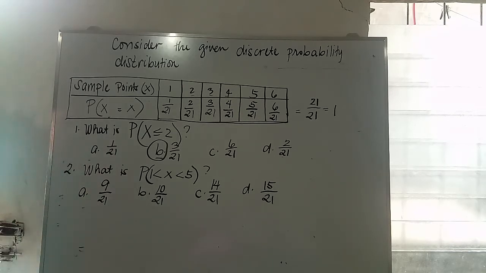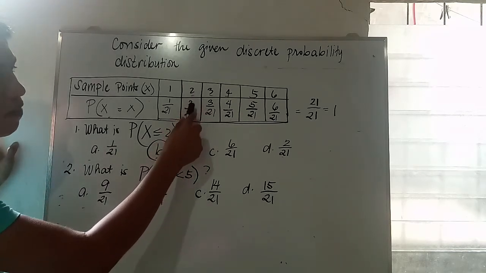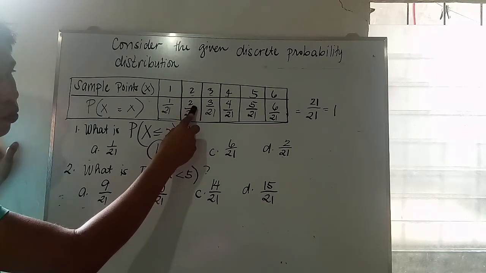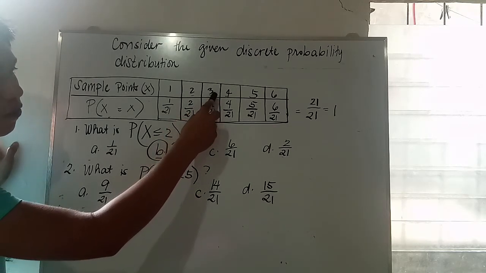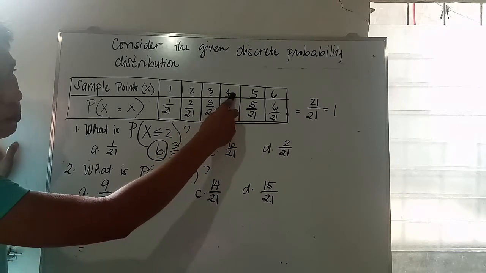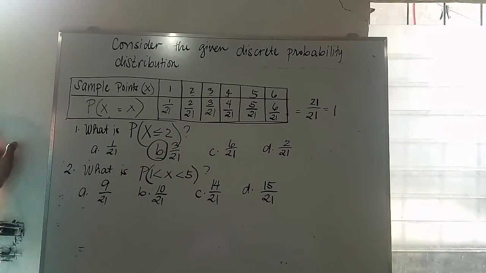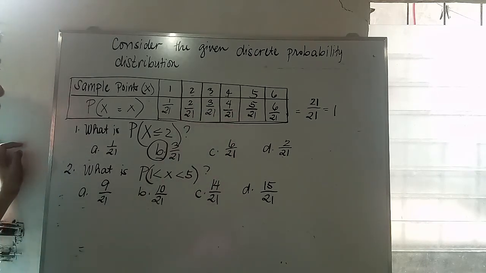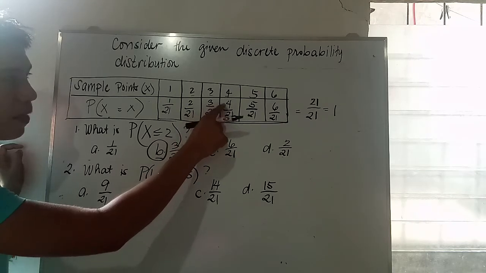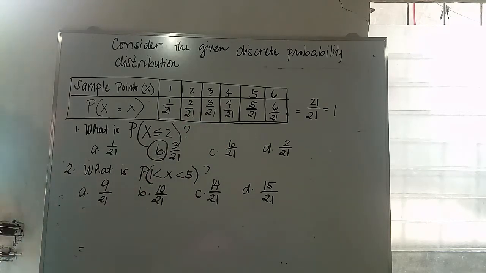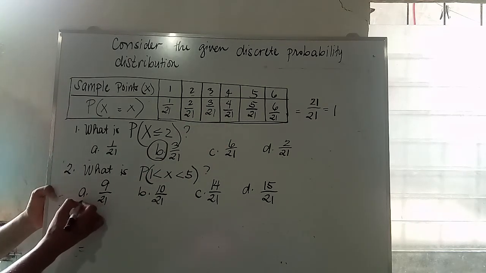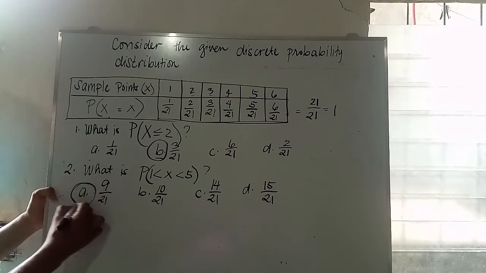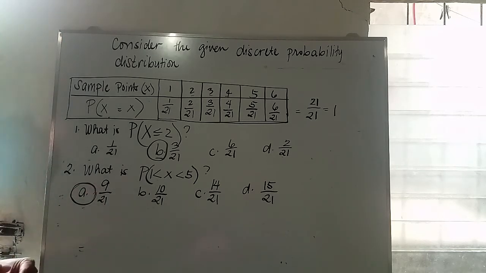So what is the probability of having 2? We have 2 over 21. The probability of 3 is 3 over 21. The probability of 4 is 4 over 21. So we are going to add the probability of each sample point. So 2 plus 3 plus 4, that is equal to 9 over 21. So here is the answer. That is how you are going to answer.